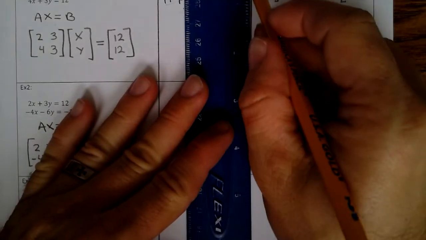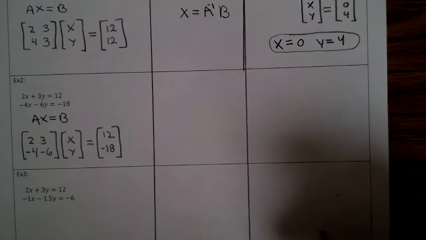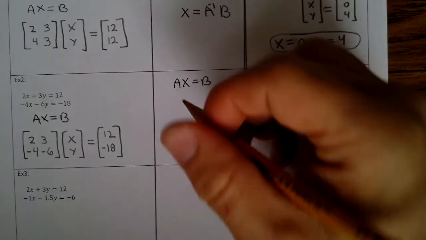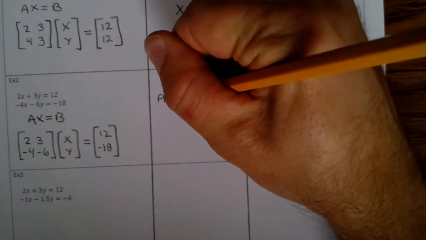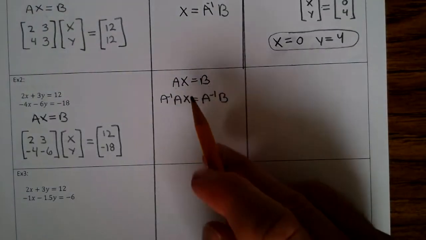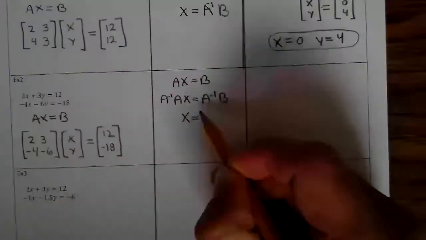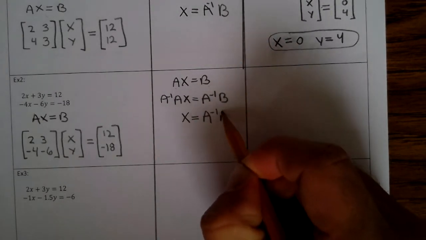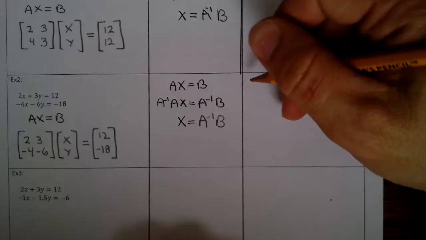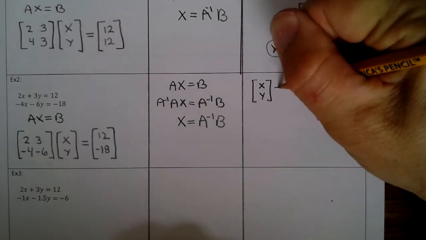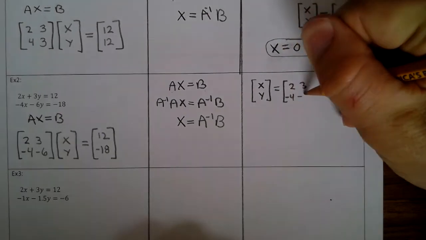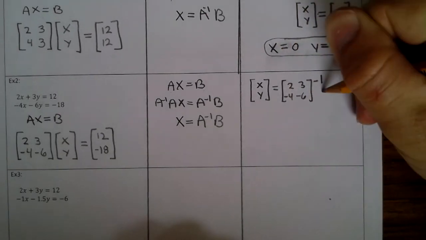All right, and next part is, again, we know we have AX equals B, and we need to multiply both sides by A inverse. So that's A inverse AX equals A inverse B. In essence, this becomes 1, so then you're just left with X equals A inverse B. So then we set up a matrix, so that's xy equals 2, 3, negative 4, negative 6, inverse, times B, which is 12, negative 18.